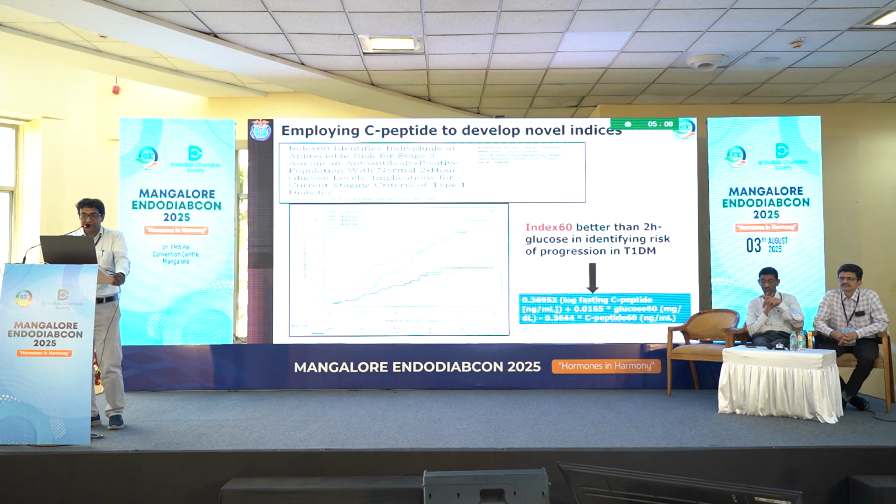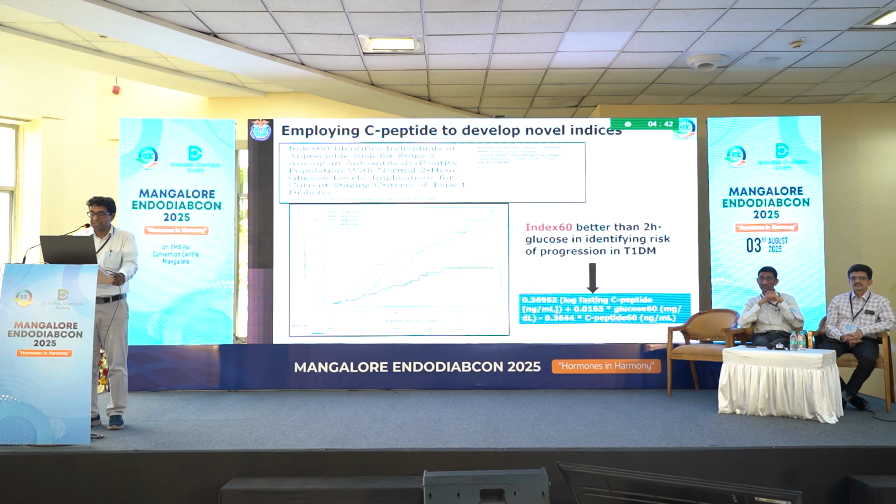Again, these are studies which have looked at incorporating C-peptide into novel indices. This is known as Index 60. It is available online as an easily computable tool depending on a 60-minute glucose and a 60-minute C-peptide. And this actually has been shown to be a better marker than 2-hour postprandial glucose or HbA1c for progression to stage 3 in patients with type 1 diabetes.